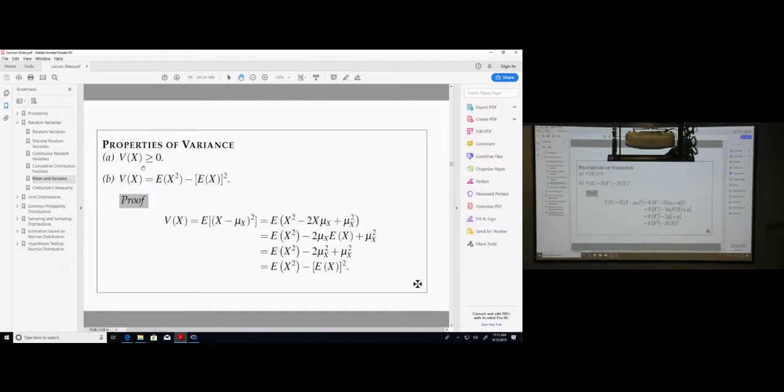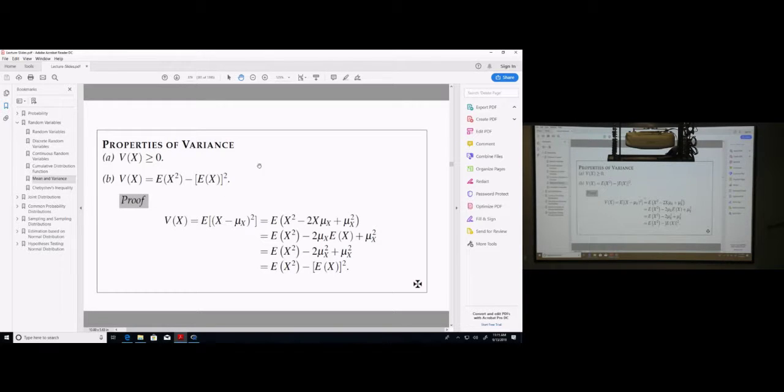So we have this property, all right, part A. Part B is another convenient way to compute the variance of x. The variance of x can be seen as the second moment minus the square of the first moment. All right. So you can remember this in words. The variance of x is the second moment minus the square of the first moment.